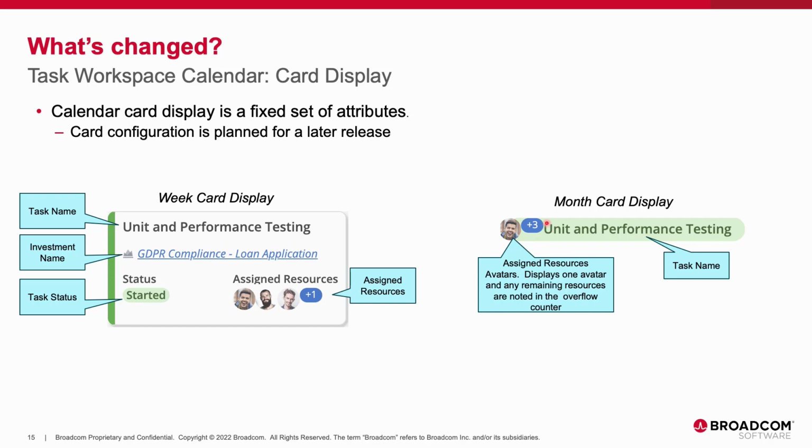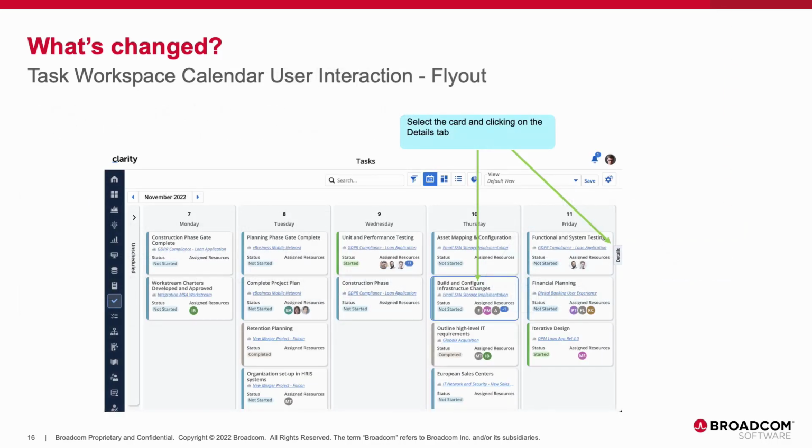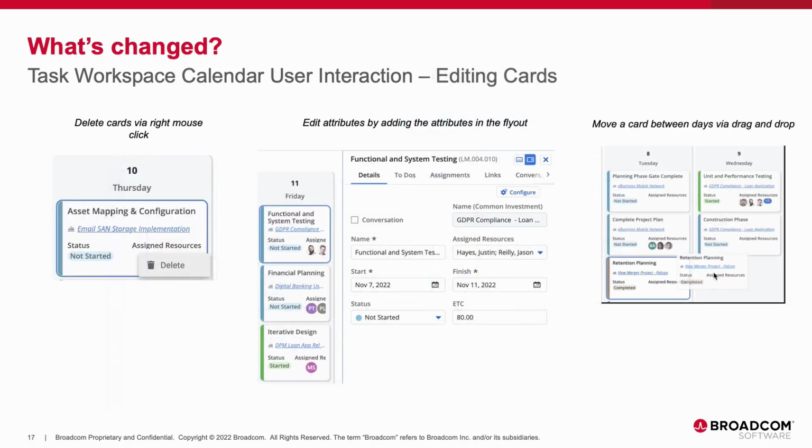In the month range card display, the assigned resources will show only 1 avatar with the overflow after that, and it displays the task name within one line, and the whole bar will be colored based on the color defined within view options. Accessing the flyout within the task calendar workspace is easy. Just select the card and then click the details flyout to edit the fields for each of the cards.